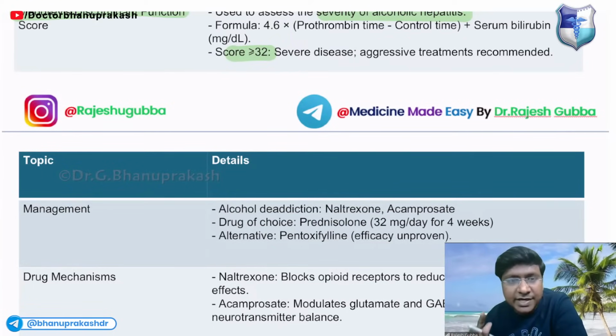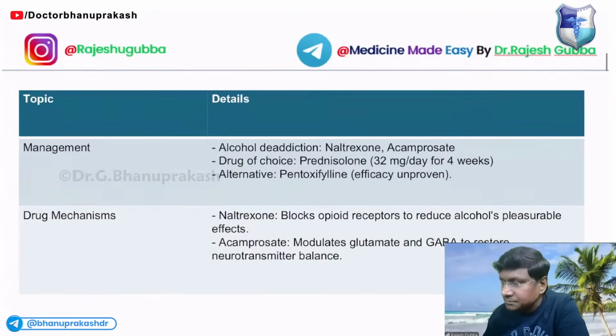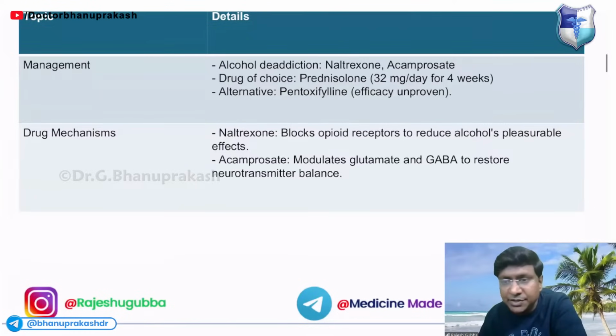So, according to MELD score, it should be more than 21 to start the steroids. According to Glasgow score, it should be more than 9 to start the steroids. According to Maddrey's discriminant function score, it should be more than 32 to start the steroids. Okay, right. Now, what is the treatment that you need to start with?